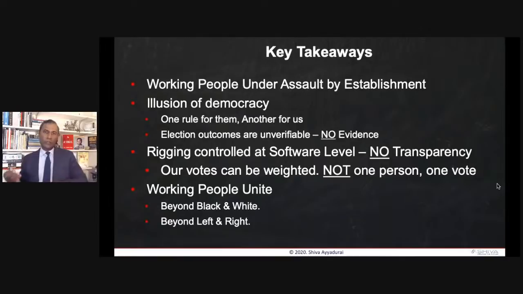The third thing we're going to go into deep today as a part of our talk today is the rigging is controlled at the software level. There's no transparency. It is, as Bev Harris says, a black box. Our votes can be weighted. It's not one person, one vote. That's where you're going to learn the other thing. Our votes can be weighted.